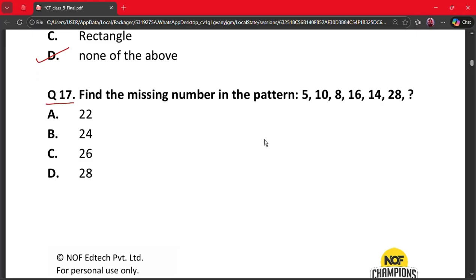Find the missing number in the pattern 5, 10, 8, 16, 14, 28. So here the pattern is into 2 and minus 2. 5 into 2 is 10, minus 2 is 8, into 2 is 16. 14 into 2 is 28. So here 28 minus 2 will be 26. Option A says 22, B says 24, C says 26, and D says 28. So here the correct answer is option C, that is 26.